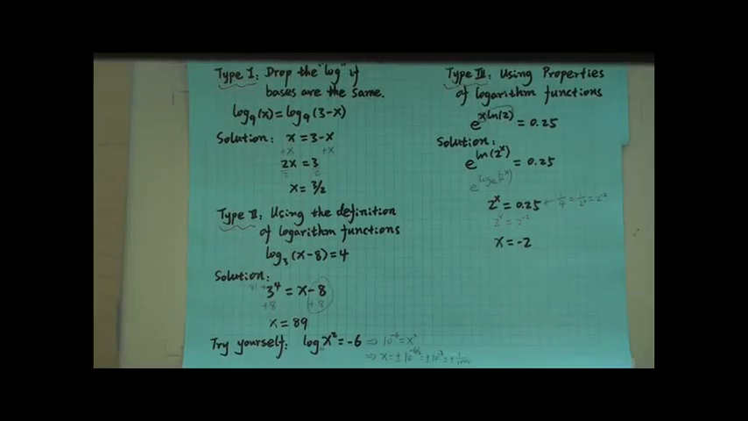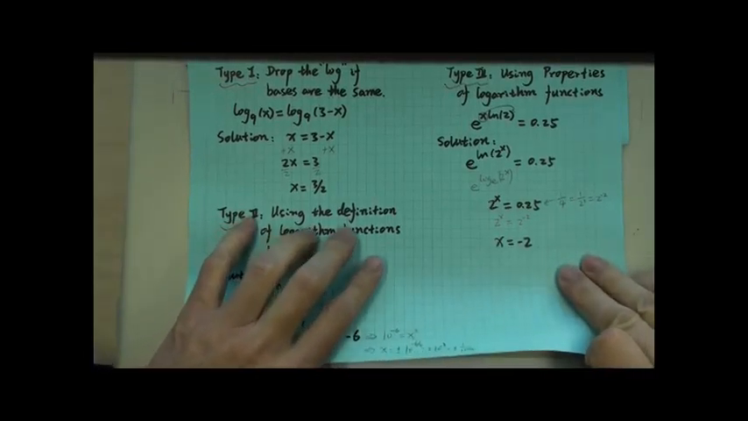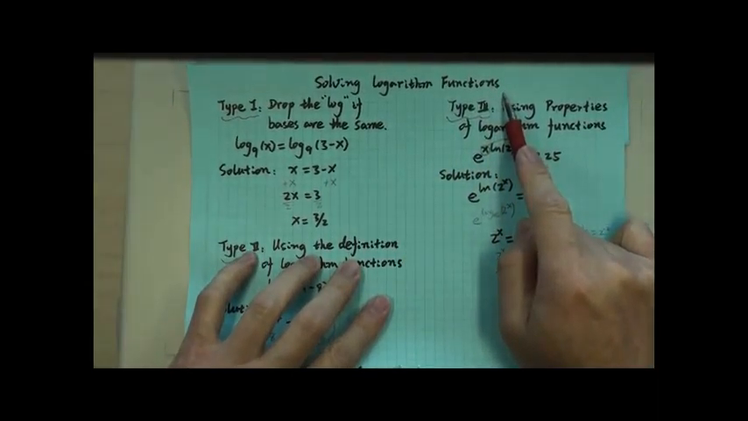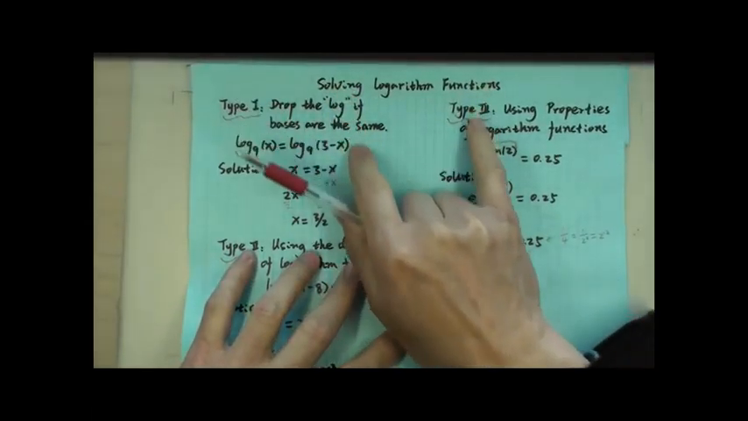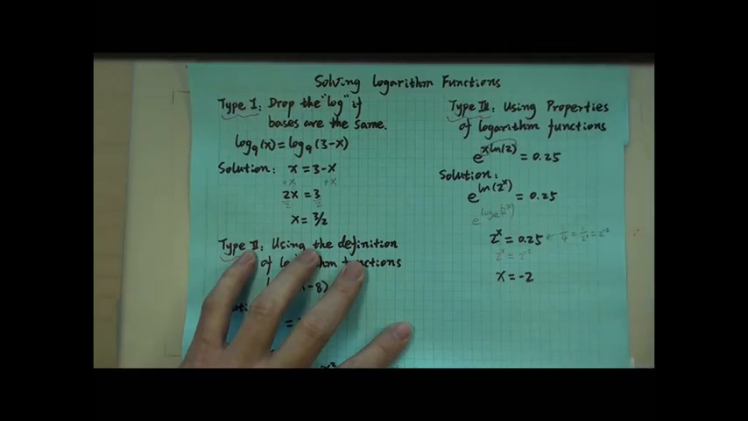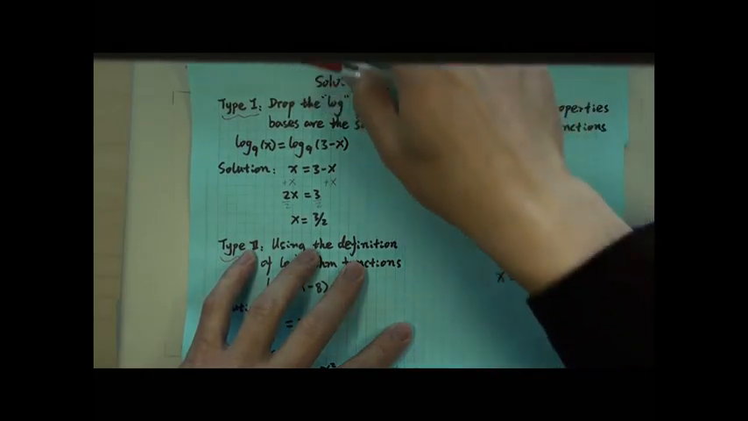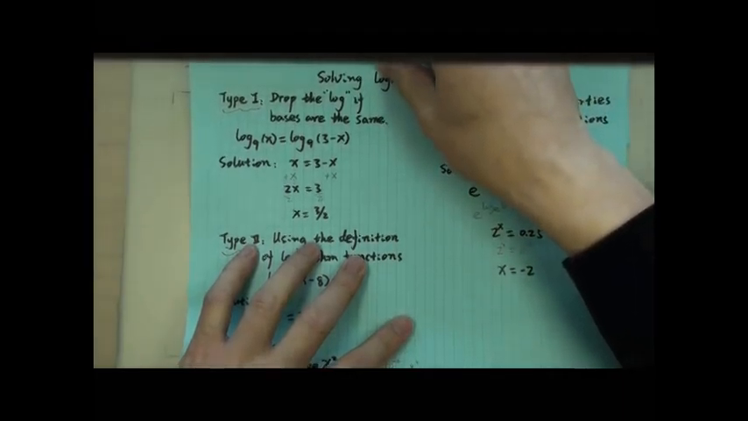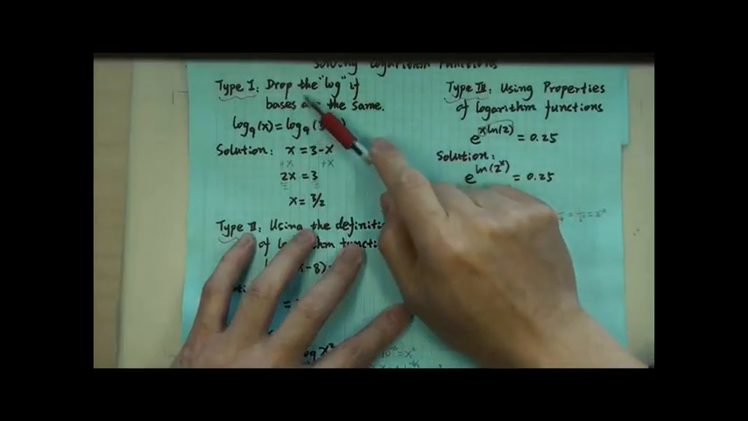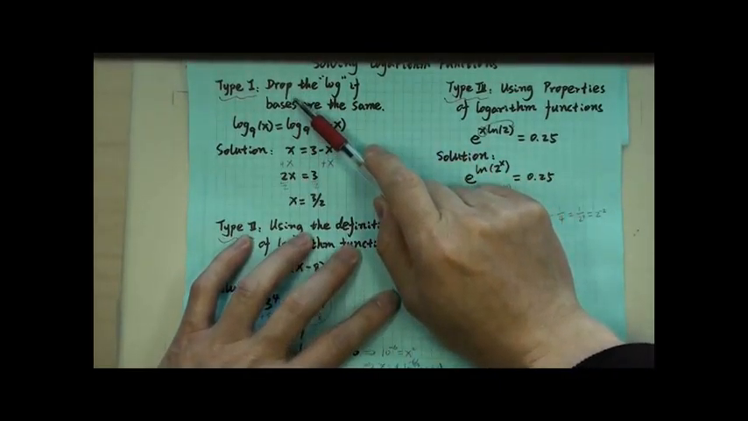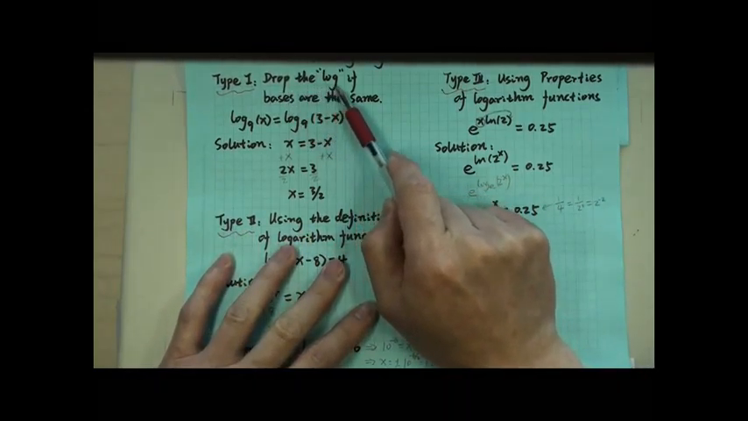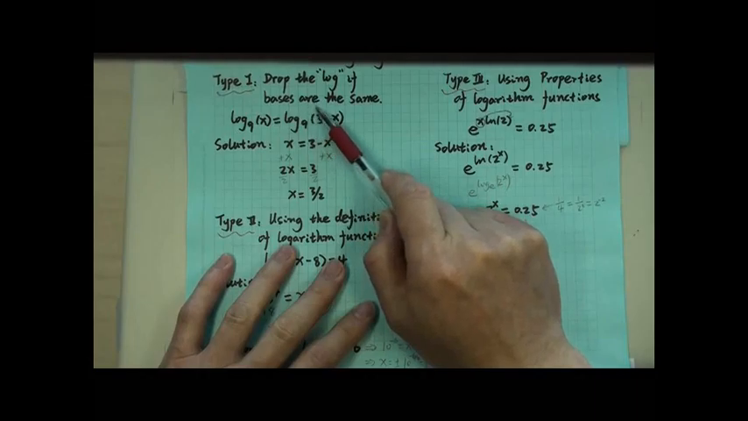In this lecture, we will talk about solving logarithm functions. Now, there are three kinds of questions in the logarithm function. So let's look at the first type. Type 1, the technique involved will be called dropping the log if bases are the same.